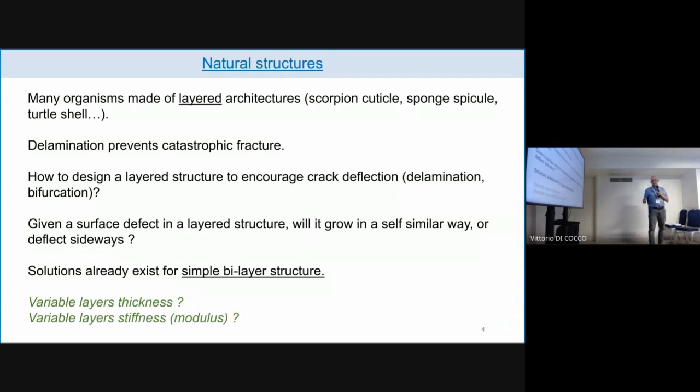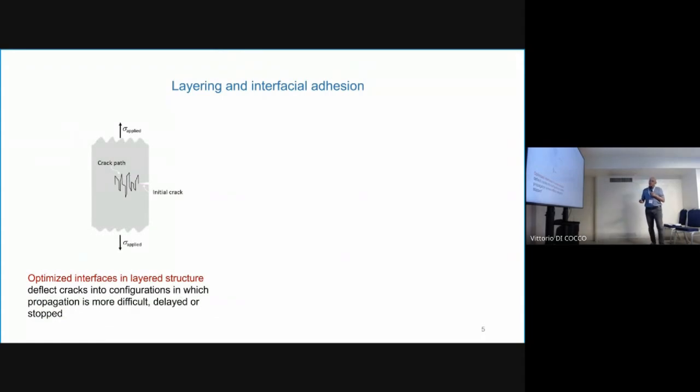And so here we will talk about what happens where we have variable layer thickness and variable layer stiffness, meaning modulus. The connection between layering and interfacial adhesion can be roughly described as follows. We have an optimized interface in the layered structures that would deflect cracks into a configuration in which the propagation is difficult, or delayed, or stopped altogether. Okay, so that's an optimized interface.